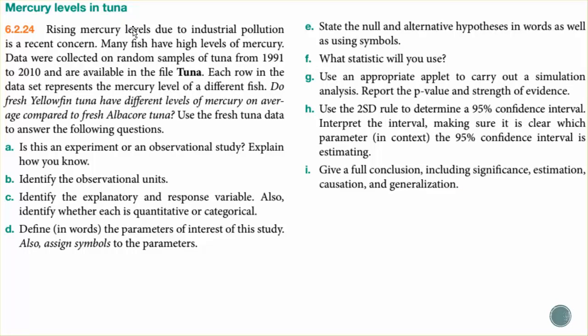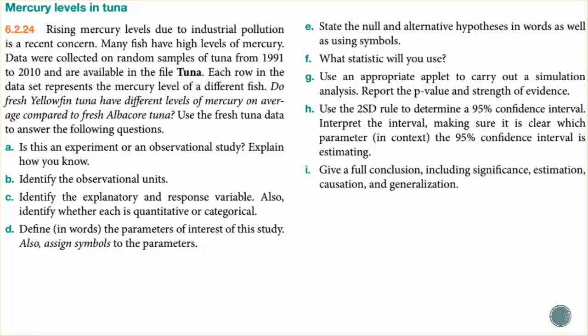Rising mercury levels due to industrial pollution is a recent concern. Many fish have high levels of mercury. Data were collected on random samples of tuna from 1991 to 2010 and are available in the file tuna. Each row in the data set represents the mercury level of a different fish. Do fresh yellowfin tuna have different levels of mercury on average compared to fresh albacore tuna? Use the fresh tuna data to answer the following questions.